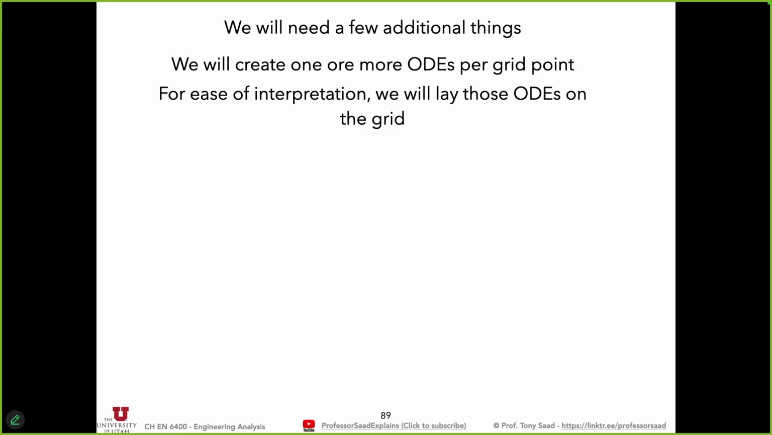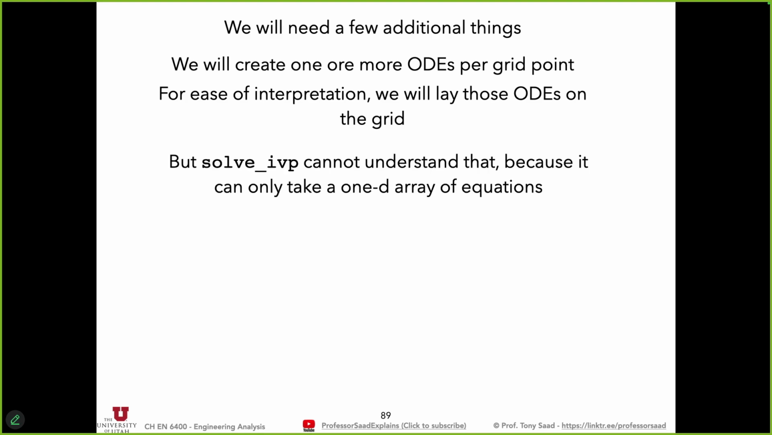For ease of interpretation, though, we are going to lay those ODEs on the grid as if we are dealing with IJ indexing. Now, this is the human perception of what the grid looks like. Solve IVP, unfortunately, cannot deal with two-dimensional arrays. Remember from what we did last time when we did the coupled equations, we had to concatenate the ODEs into one giant list, a 1D array. Same thing for 2D. Now we have nx times ny equations, and if we're building those equations using the 2D arrays, Solve IVP is not going to understand that. So we need to find a way to take that 2D array and convert it into a 1D array.